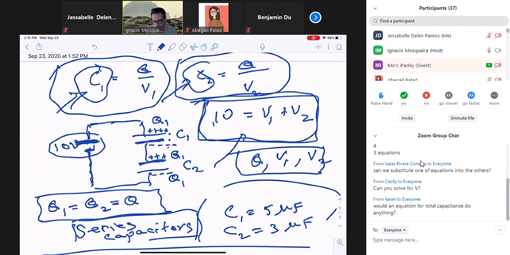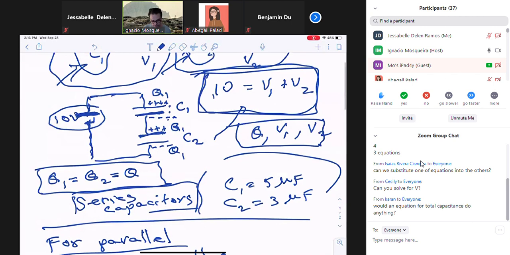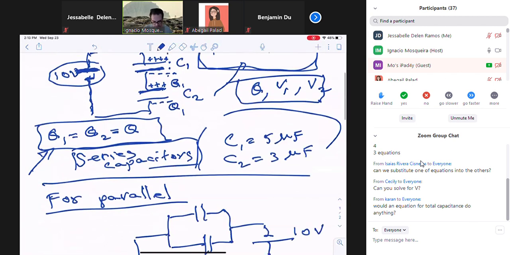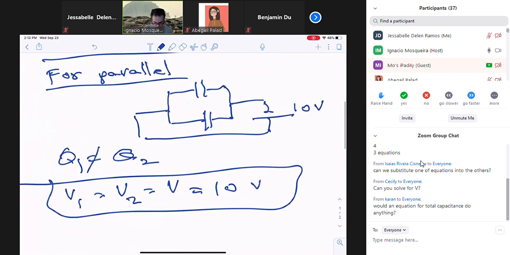Okay, now let me go back to the PowerPoint and then I'll do it just to show you it's the same thing in there. But I will write the series and parallel cases. But always keep in mind, in series, this is always true. And in parallel, this is always true. V1 equals V2 equals V. The voltage across both.